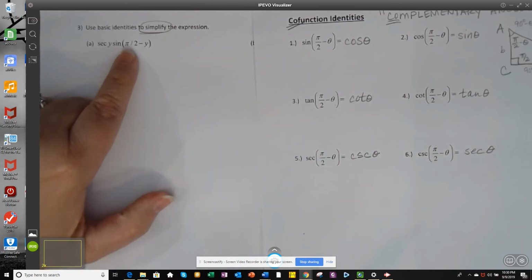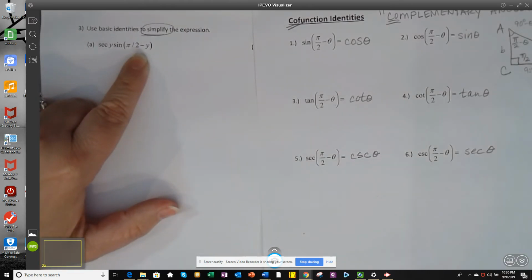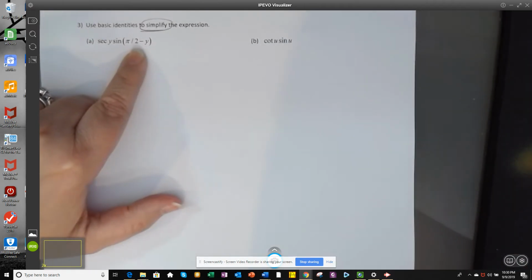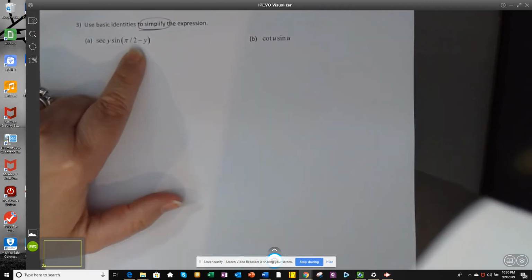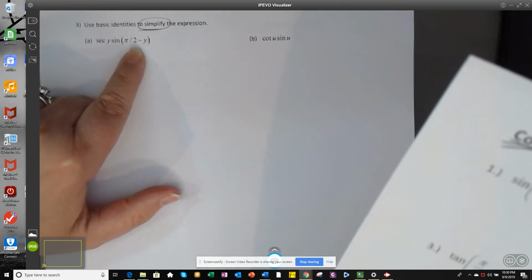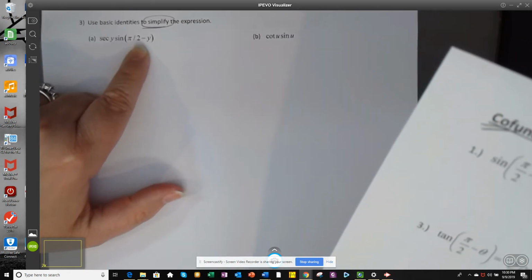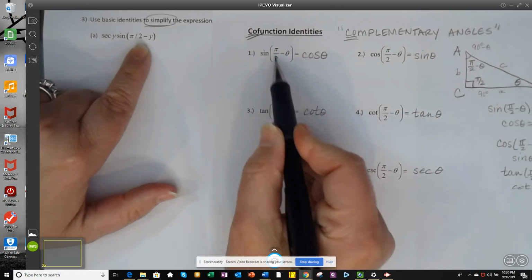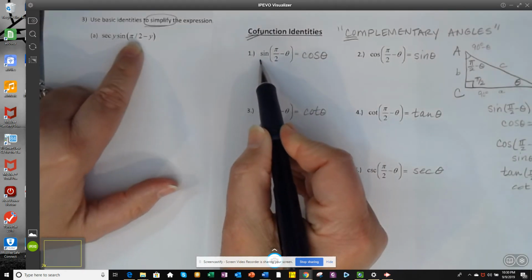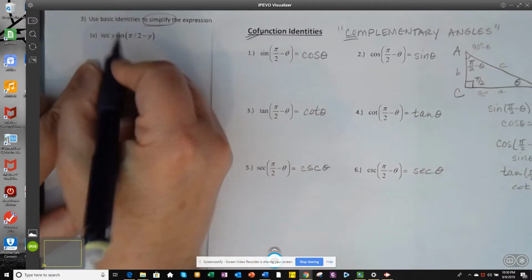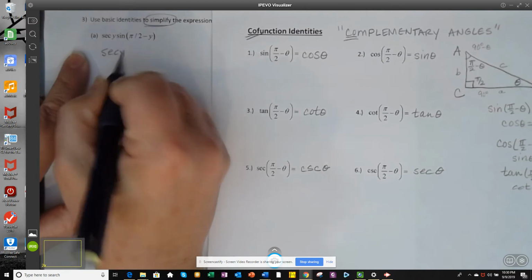Well, sine of pi over 2 minus y. Now I can use y as my angle measure, but that's okay. I can use y, x, theta, gamma, alpha, beta, all sorts of letters, variables I can use for my angle. And this looks like I can right away change sine of pi over 2 minus y to cosine of y. Now, why might I want to do that?